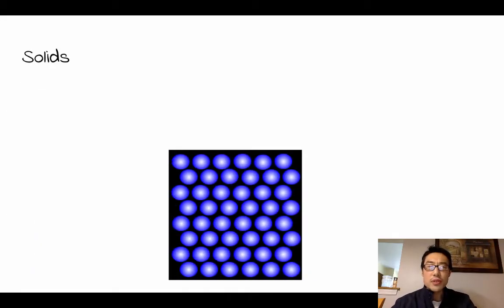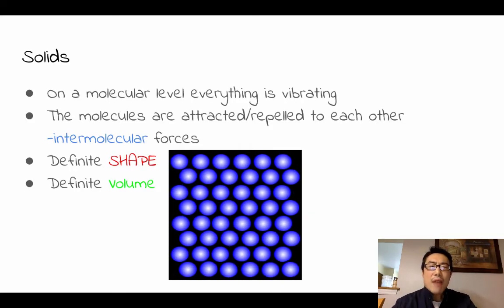Solids. Here we have an image of a solid, and your eyes aren't tricking you. The blue dots are ever so slightly vibrating. And that's what's happening if you take a look at all solids on a molecular level. We're constantly moving. Everything in this universe has motion. So on a molecular level, everything is vibrating. The molecules are attracted or repelled to each other. And that's what causes this vibrating motion. This is what we call the intermolecular forces. Solids have a definite shape and a definite volume. This is very unique to solids.